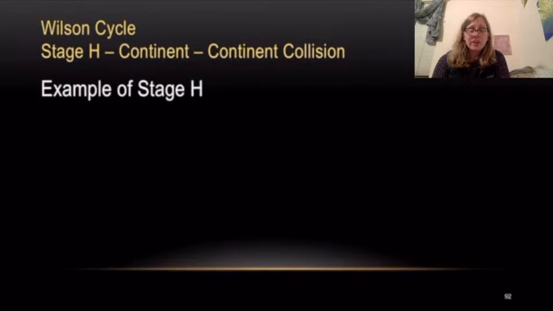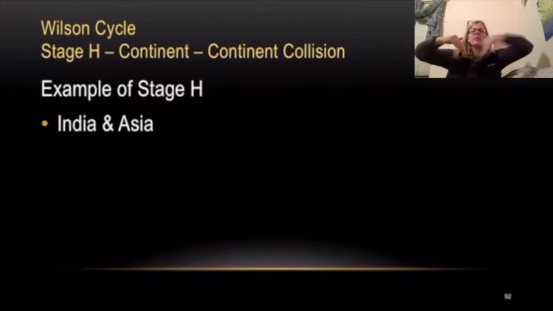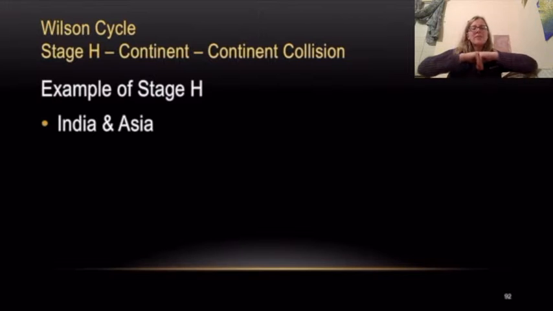All right, example of stage H. Best example of stage H, we've got continent running into continent. When this happens, we've got thick continental rock. These are low density rocks, and they will not subduct into the mantle because of their low density. It's like trying to take a low density ping pong ball and push it under the water. It will come right back up. It can't stay under because it's too low density. The continental rock compared to the mantle is very low density and it cannot go down.